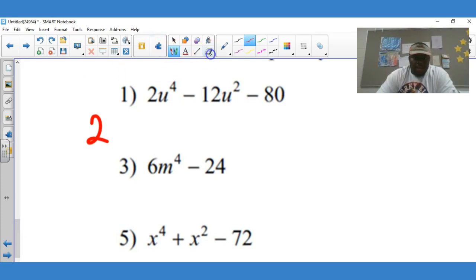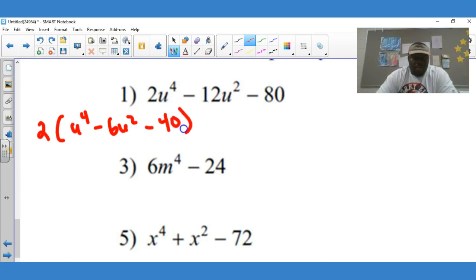We're going to factor out that 2. In doing so, we have u to the 4th minus 6u squared minus 40. Everything I divided by 2. Notice the u's don't come out because there's no u in the GCF. Now, right here, we're going to use our rules that we just learned, the basic rules of factoring.